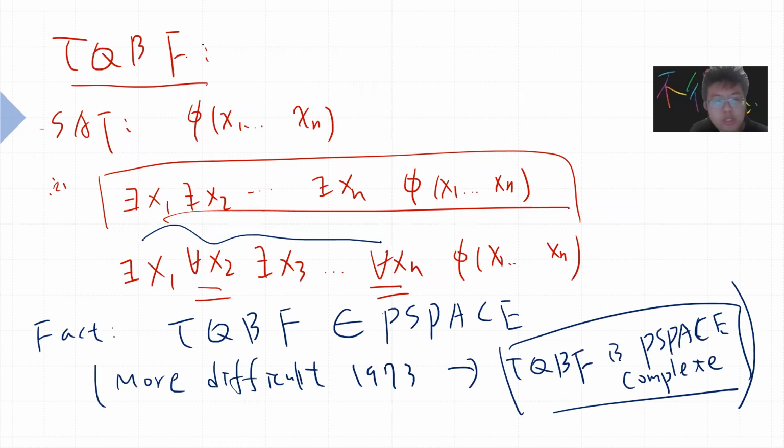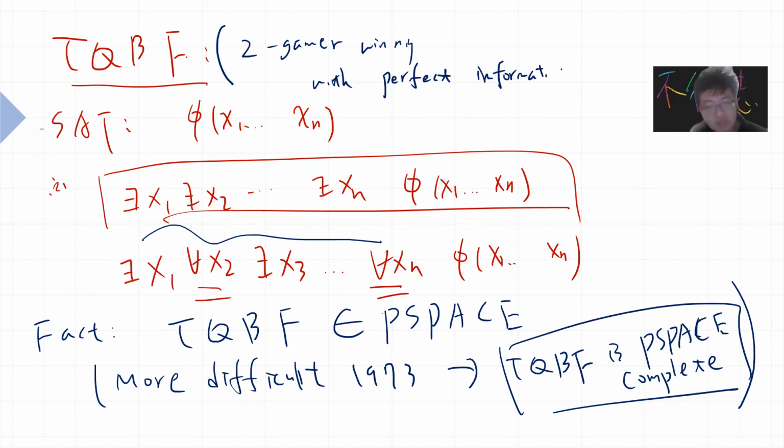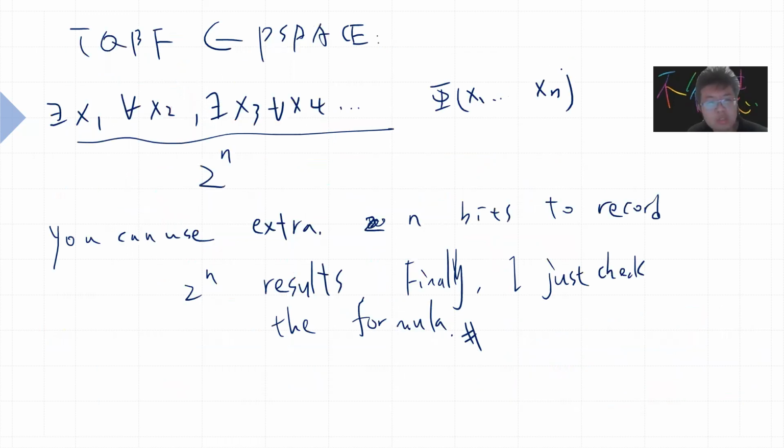One can actually start from here and prove that TQBF is the same as the two-player game. It's the largest complexity class for a two-player game with perfect information, that is, a winning strategy for a two-player game with perfect information. This is all I want to say for this elementary complexity class. I think this is enough.